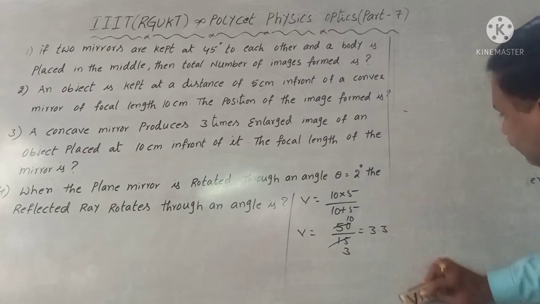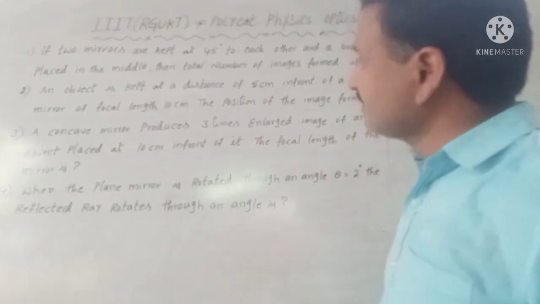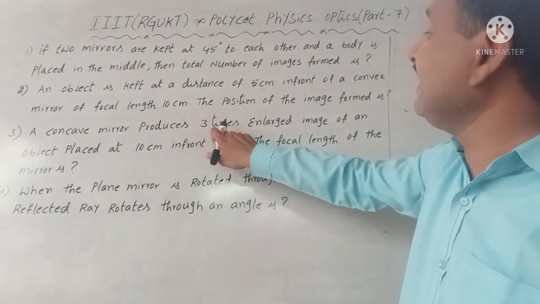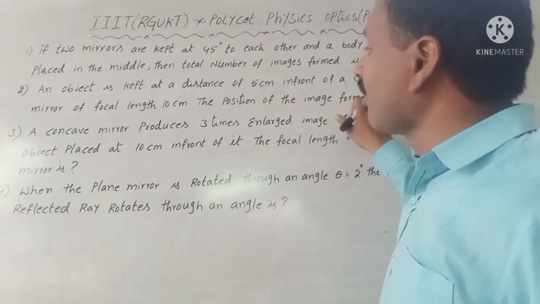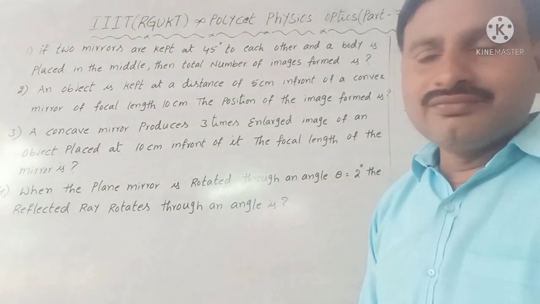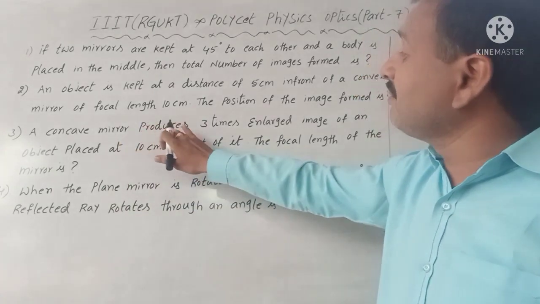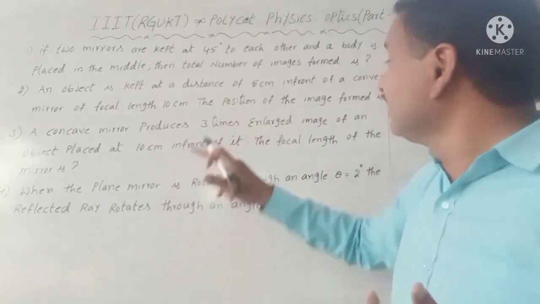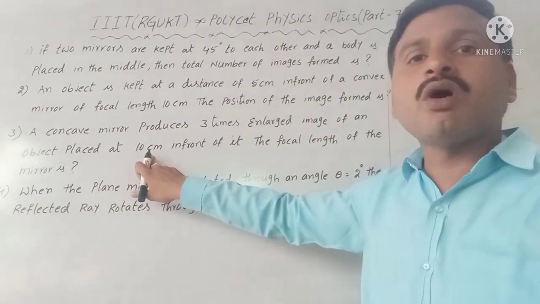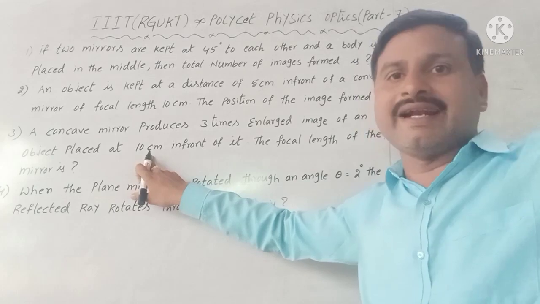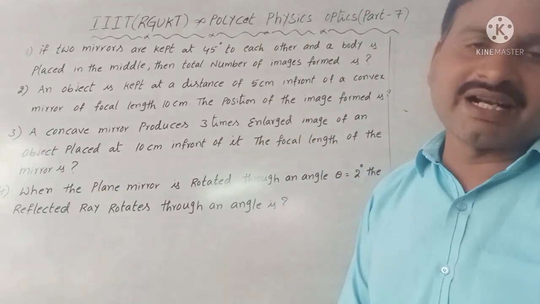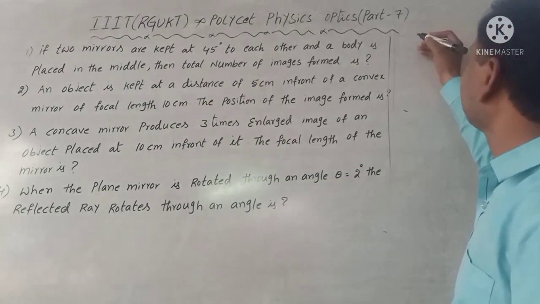Now we go to the third one. What is the third one? A concave mirror produces a 3 times enlarged image of an object placed at, say, 10 centimeter. Compared to the object, the image is 3 times greater. Okay, the focal length of the mirror is what is asked here. So it is a concave mirror.